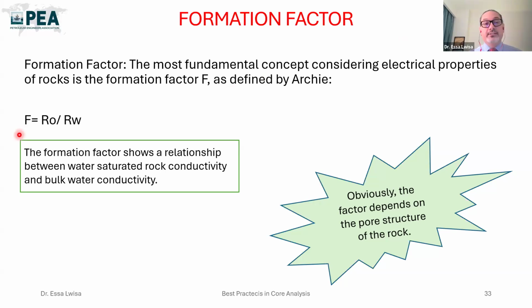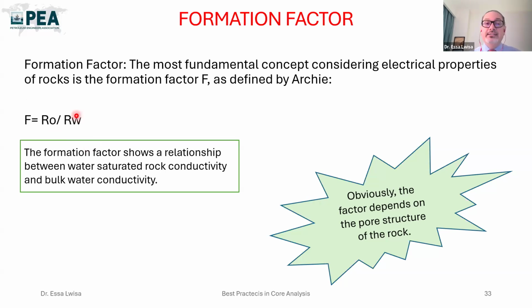As you can see here, F, sometimes you will see FF or FRF. All of them are formation factor. It is Ro over Rw. What is Ro? Ro is the relationship between water saturated sample conductivity and bulk water conductivity. Ro is the resistivity of the rock when the rock is 100% saturated with brine. Rw is the resistivity of brine.